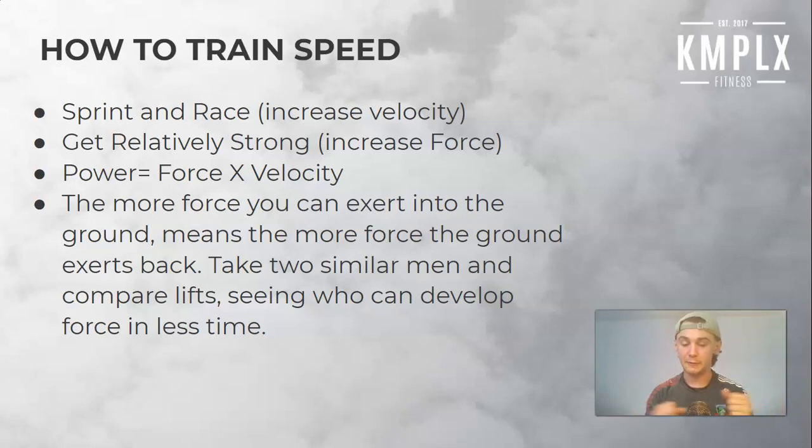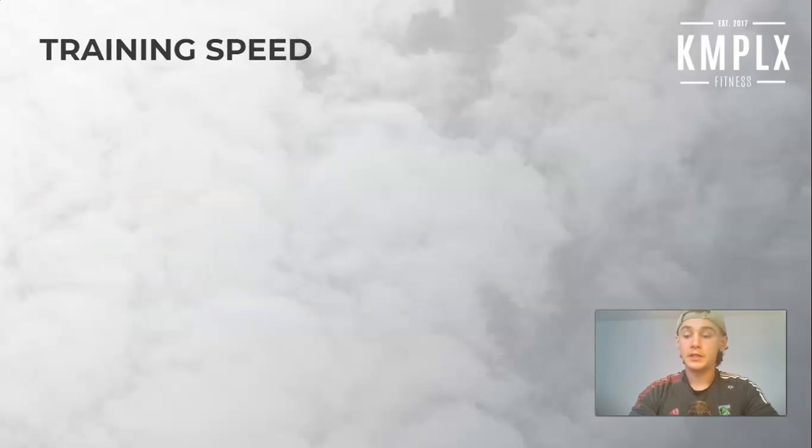You can already see person A's rate of force development is much greater than that of person B's, so their power is greater. Again, this is something I'm going to touch on in its own slide, but just touching on it now. The more force you can exert into the ground means the more force the ground exerts back. So take two similar men, compare lifts, seeing who can develop force in less time. That's usually a good way of seeing, or a linear sprint is a good way of seeing who can develop more force.